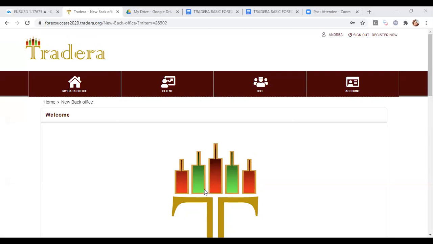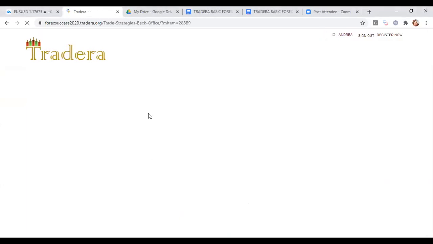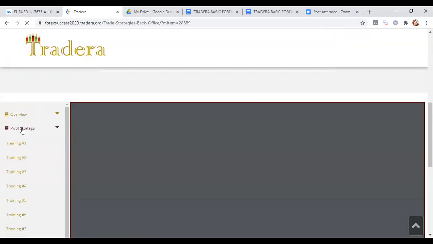Yes. Okay, so the pivot strategies is located once you log in. You're going to go to client and then go to trade strategies. It's not located in your trade academy. The pivot strategies is located in trade strategies. When you click on trade strategies, you'll see pivot strategies over to the left. And here's your videos.